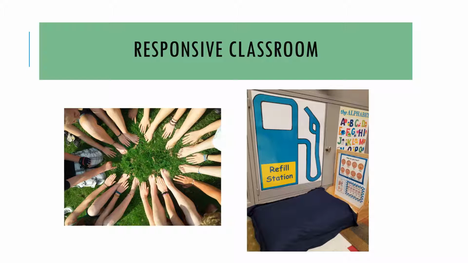Next component that I use of the responsive classroom is the refill station. You can see the image on the right-hand side of the screen. The refill station is an area where students go when they're feeling overwhelmed or upset by strong emotions or just need a break. They go and sit on the pillow and they take deep breaths where they smell the flower and they blow out the candle. There is a prompt for the students to complete this 5 times and continue if needed.